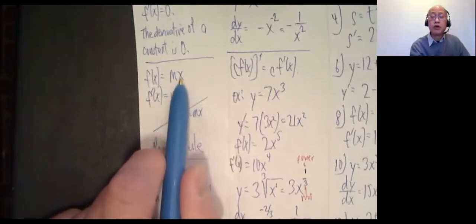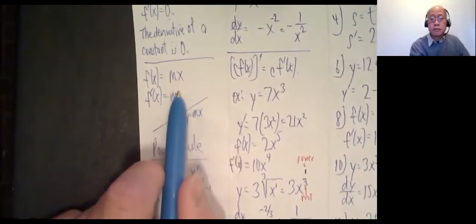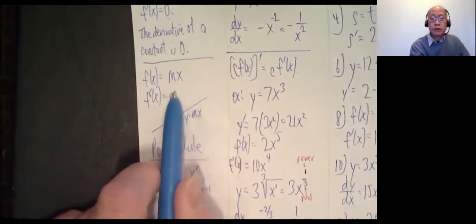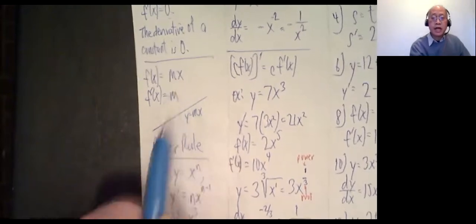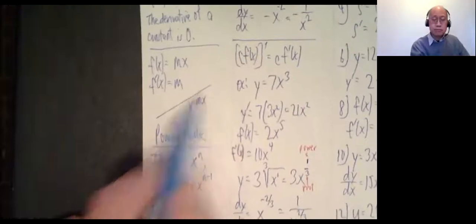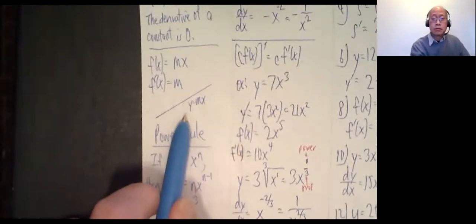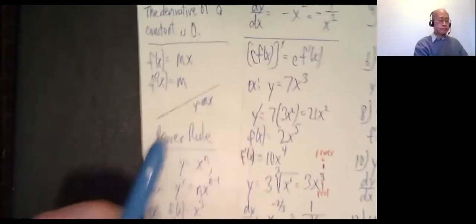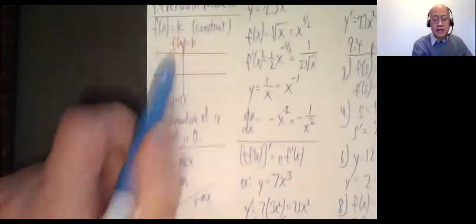What's the derivative of 1,000,000x? 1,000,000. What's the derivative of negative a half x? Negative a half. Okay, derivative means slope. So slope, y equals mx. All right, you can kind of see these.